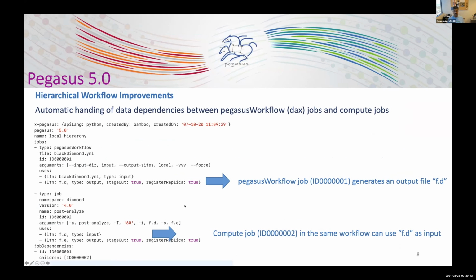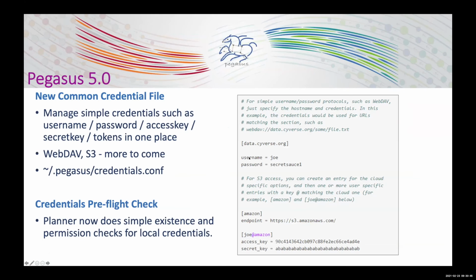Allowing users to specify their credentials in a common file, which you can put in your .pegasus credentials.conf directory, and then the credentials will be shipped along with the jobs. And we have also introduced in the Pegasus Planner a pre-flight check, where if the planner detects at planning time that a job will require a credential, it will try to check for its existence, so that we can fail early and tell you the credential doesn't exist, rather than your workflow starts and then jobs start failing.